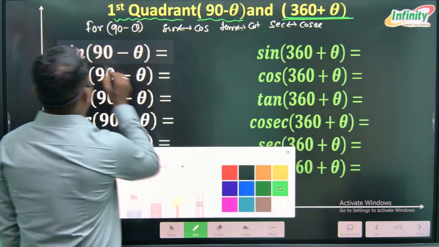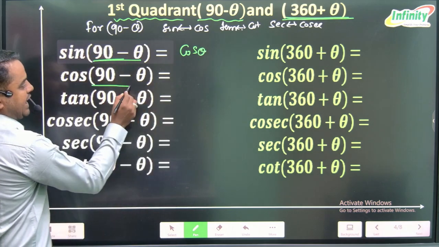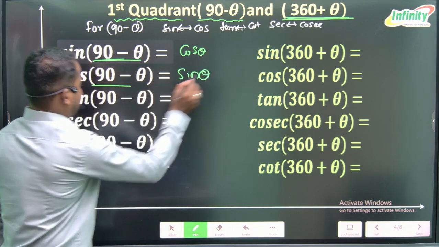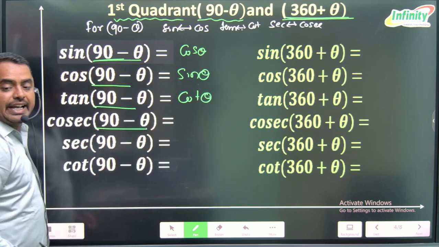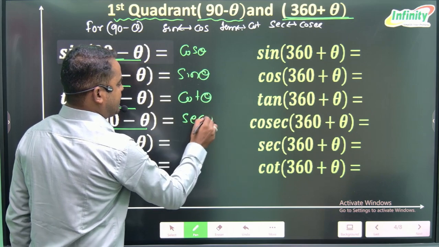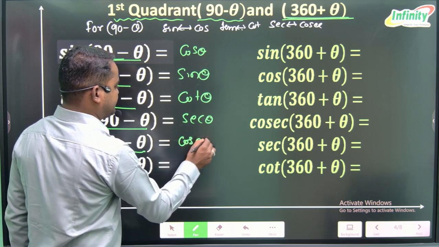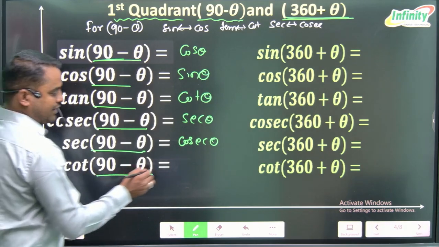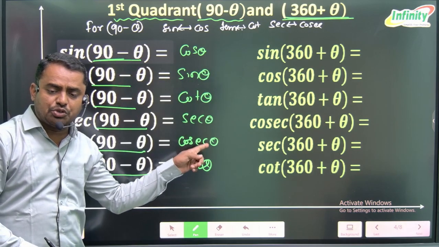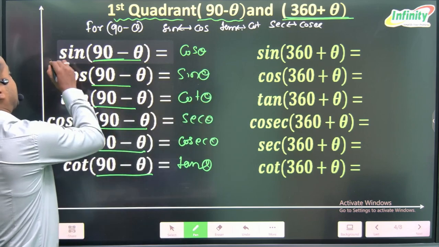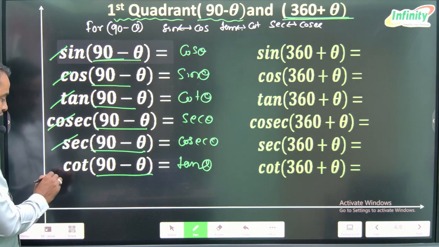Sine 90 minus theta will become cos theta, and cos 90 minus theta will become sin theta. Tan 90 minus theta will become cot theta. Cosec 90 minus theta will become sec theta, and sec 90 minus theta will become cosec theta. Cot 90 minus theta will become tan theta. All values are on the right side here. All are positive because it lies in the first quadrant: sine is positive, cos is positive, tan is positive, cosec is positive, sec is positive, and cot is positive.